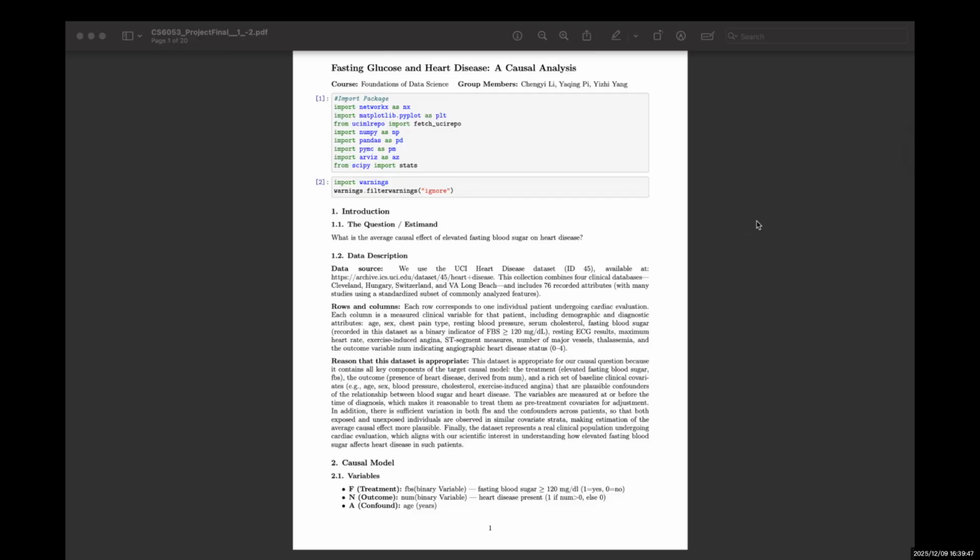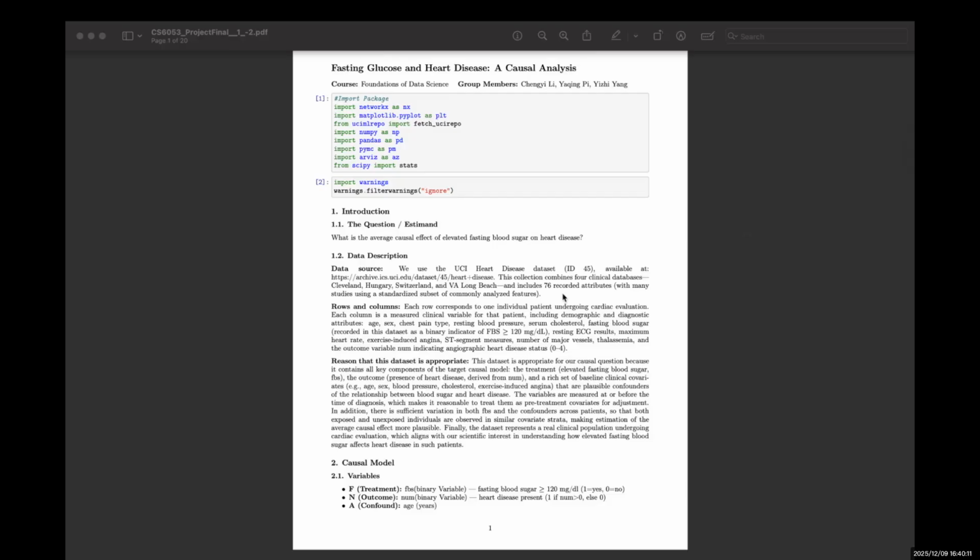To study this, we use the UCI heart disease dataset shown here. You can open it. This dataset combines 4 clinical databases from Cleveland, Hungary, Switzerland, and VA Long Beach, and it includes 76 recorded attributes, which is really comprehensive. From the available variables, we mainly focus on 3 variables.